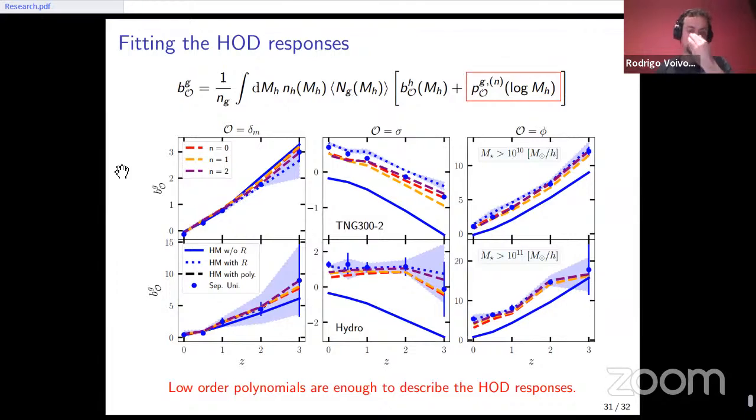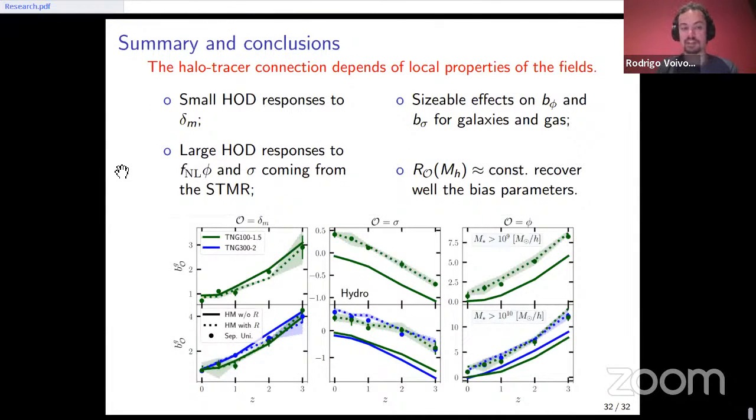Okay. So yeah, basically that's all. And again, the main conclusion is that the halo-tracer connection depends on the local properties of the universe, of the fields, and this dependence is very important if you want to model the bias of a given tracer. It works both for galaxies, for a particular gas, or for anything else. Okay, yeah, thank you.